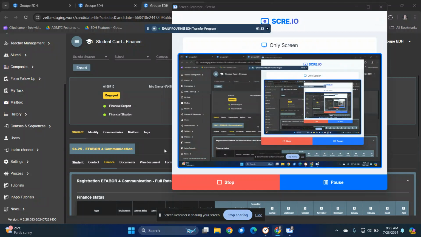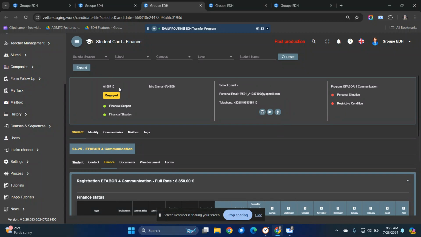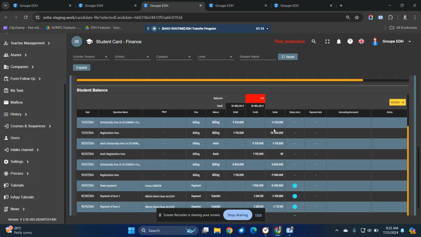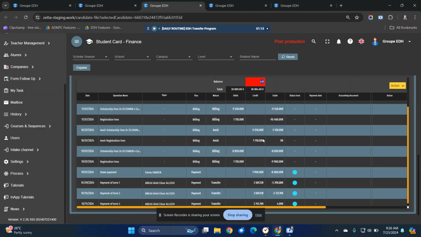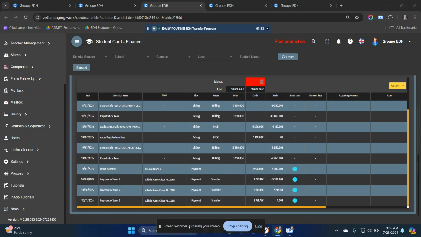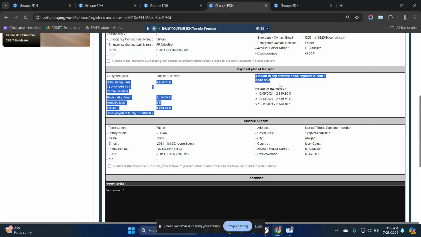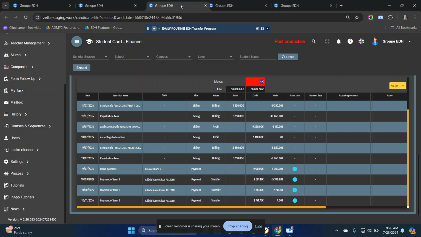When I check the student health list transfer, check out the student, and when I check in the student balance, the unbalanced amount is €4. But when I compare with the school contract, the amount to pay for the down payment is 8,000.